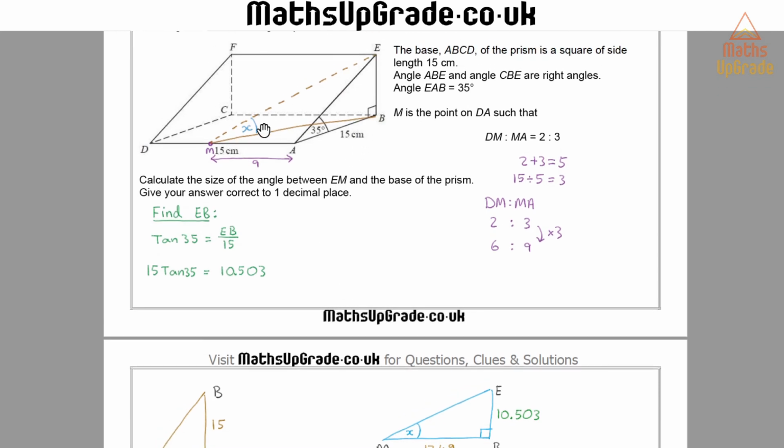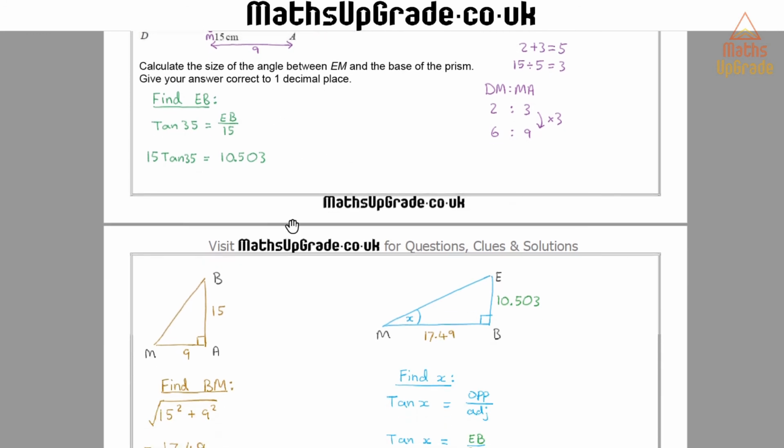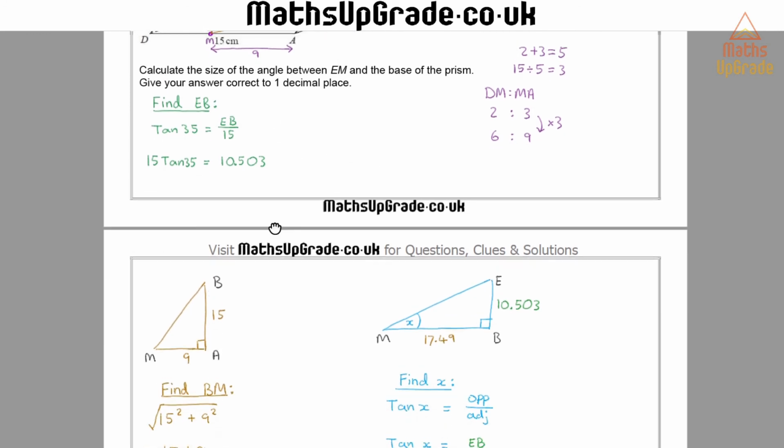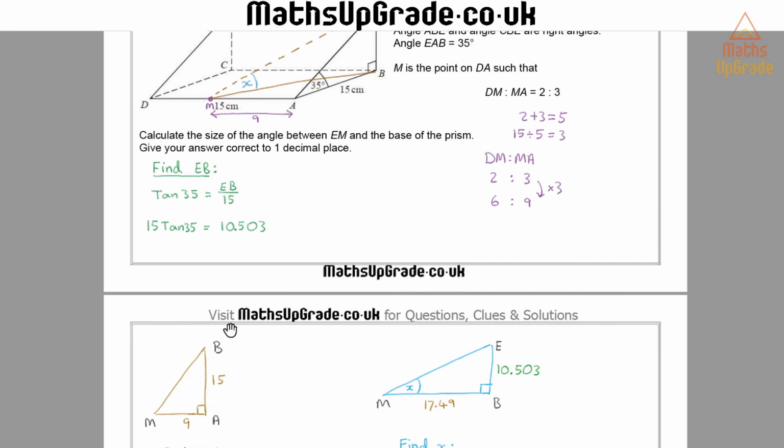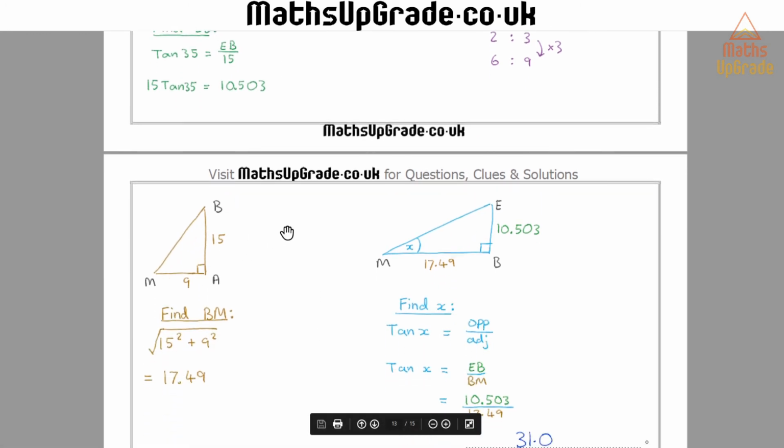So if I imagine now drawing a plan view of this triangle here on the base of this prism, this is what I'd have. I'd have AB as 15 and MA as 9. To find the length BM, just apply Pythagoras. If you're not sure on how to do that, look back at the video on Pythagoras on this channel. BM becomes 17.49 centimeters.